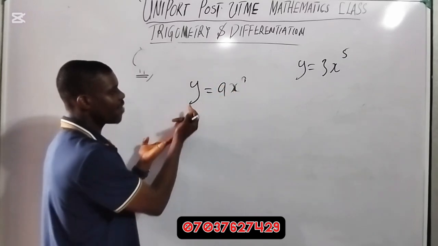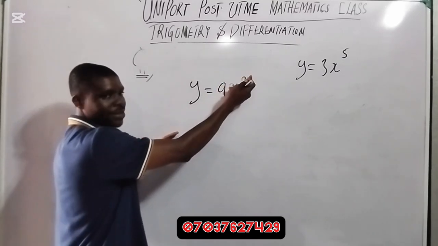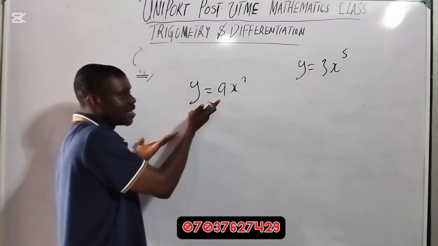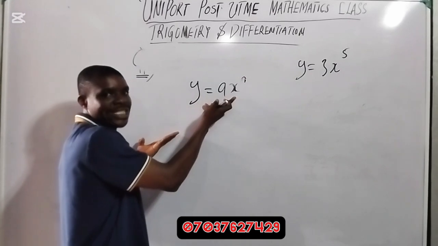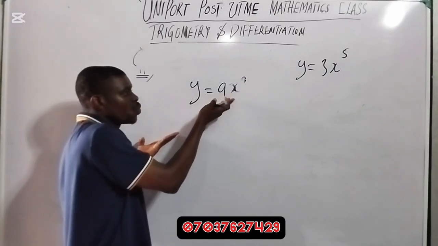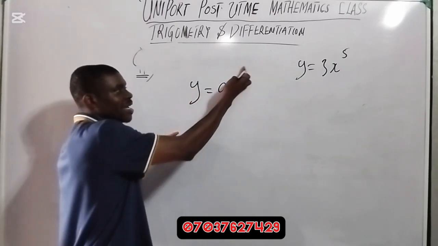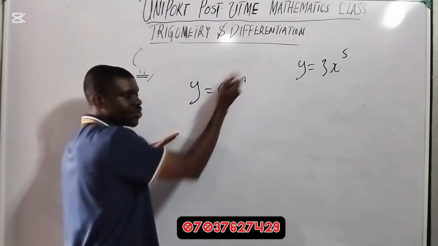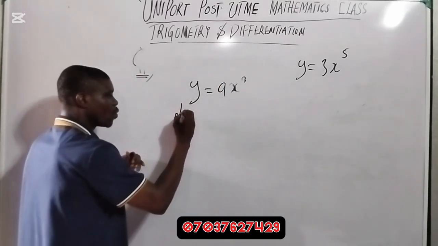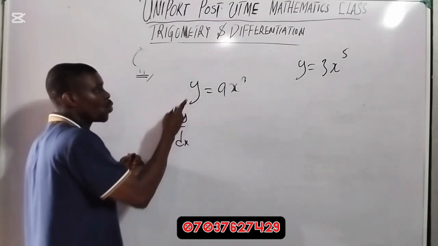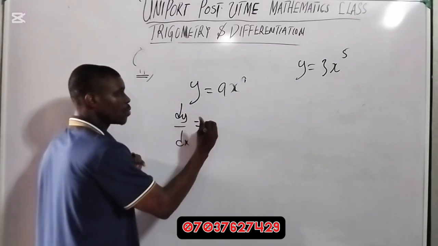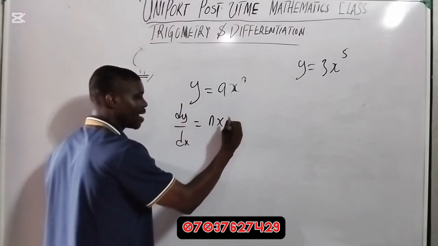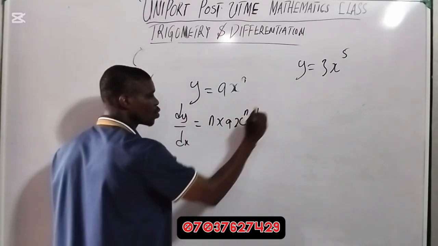What is the formula method? If you have y equals a x to the n, a is the coefficient. x is what you are differentiating with. The n is the index. dy dx, that is differentiating y with respect to x, equals n times a x to the n minus 1.